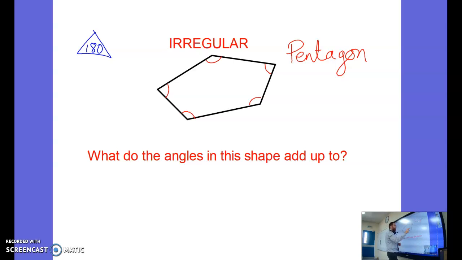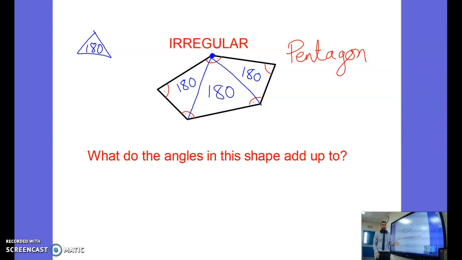So if I take one corner, one vertex, one point, and join it up to all of the other corners or vertices, it's already joined to this one, it's already joined to this one. You can see I've split that shape into triangles. And I know that this angle and this angle have to add up to 180. I know that this angle, this angle, this angle have to add up to 180. And I know that this one adds up to 180.